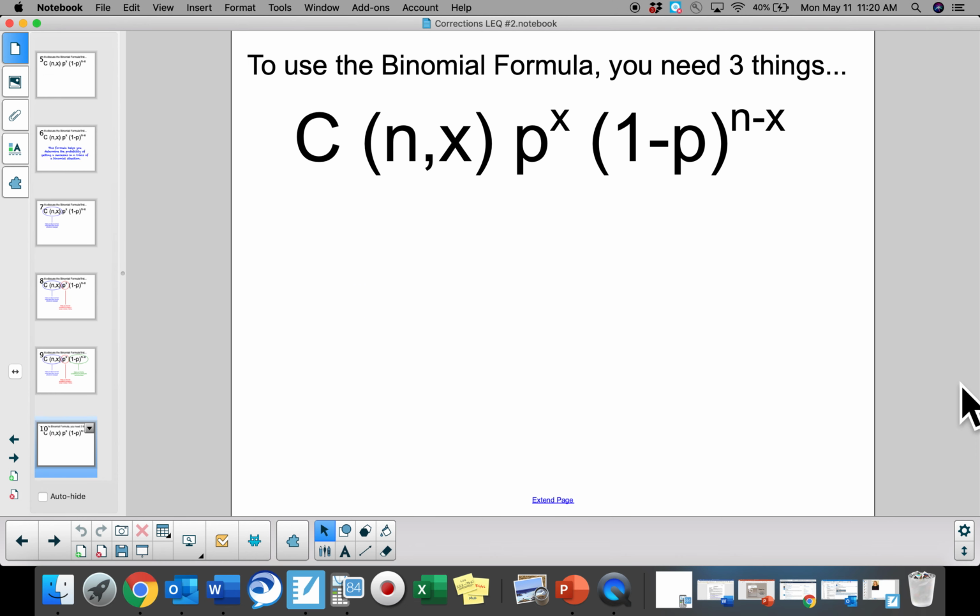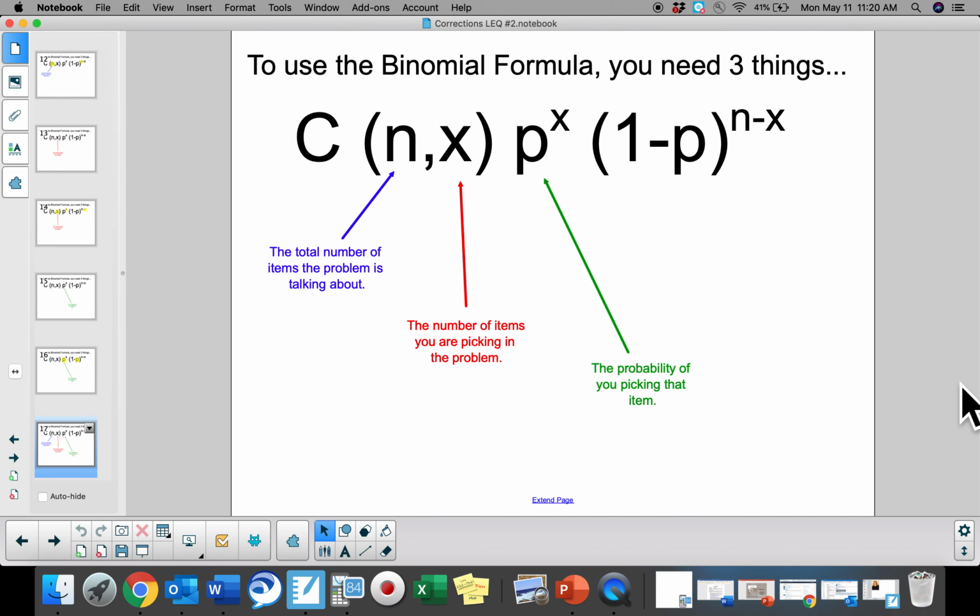In order to use the binomial formula, you need to find three things: the N, which is the total number of items the problem is talking about. When you find the N, you insert it in the formula in two spots. The X, the number of items you're picking in the problem. When you find the X in the problem, you insert it in three spots. And the P, the probability of you picking that item. When you find the P, you insert it in two spots.